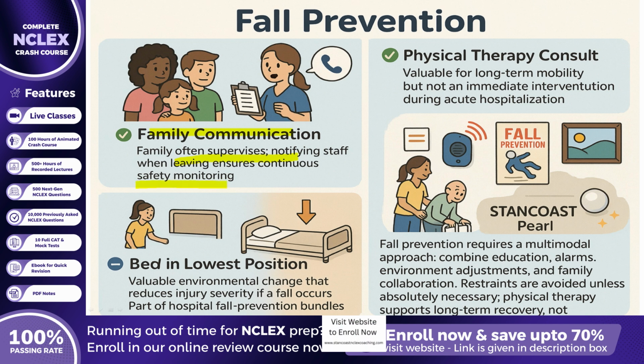Moving on to option 5, placing the bed in the lowest position, this is correct as well. Adjusting the environment is a simple but powerful strategy. Lowering the bed reduces the severity of injury should a fall occur and supports safer transfers. Hospital fall prevention bundles consistently include this intervention because it addresses safety at the environmental level.